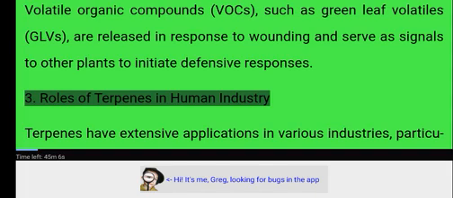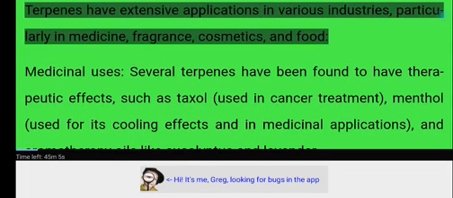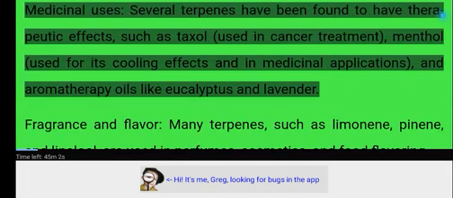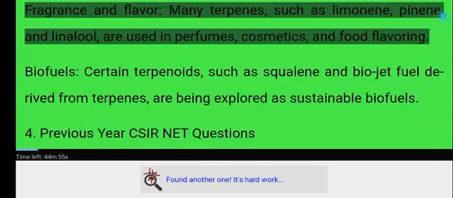3. Roles of terpenes in human industry. Terpenes have extensive applications in various industries, particularly in medicine, fragrance, cosmetics, and food. Medicinal uses. Several terpenes have been found to have therapeutic effects, such as taxol used in cancer treatment, menthol used for its cooling effects in medicinal applications, and aromatherapy oils like eucalyptus and lavender.